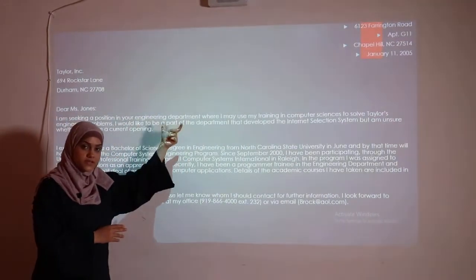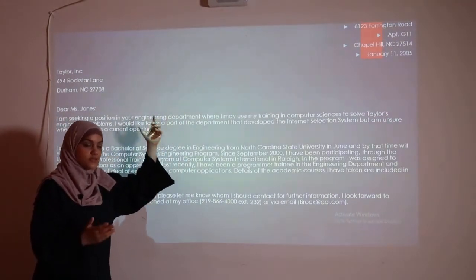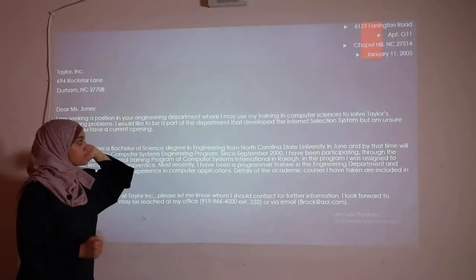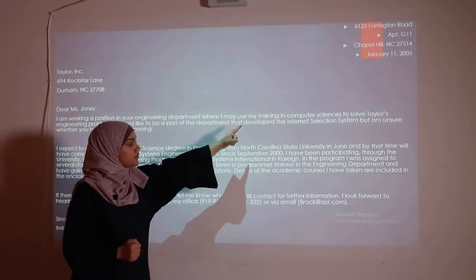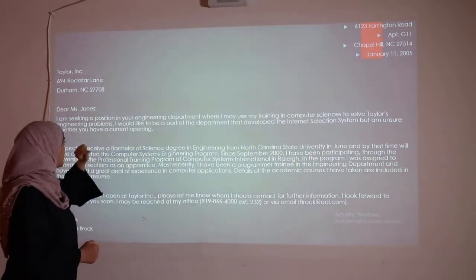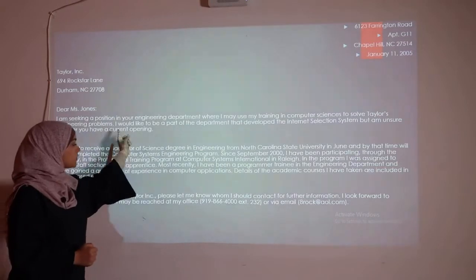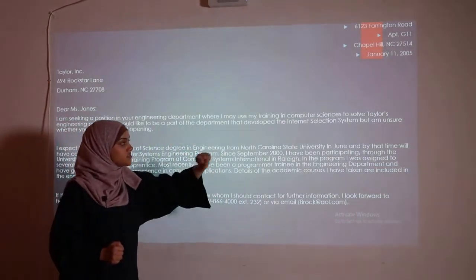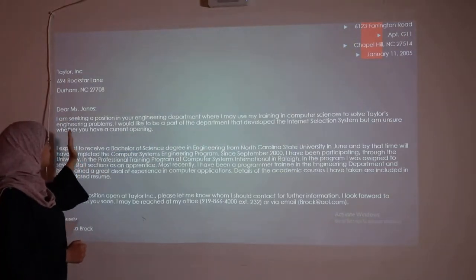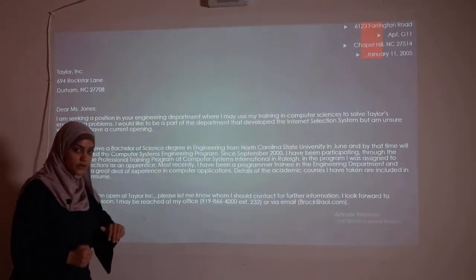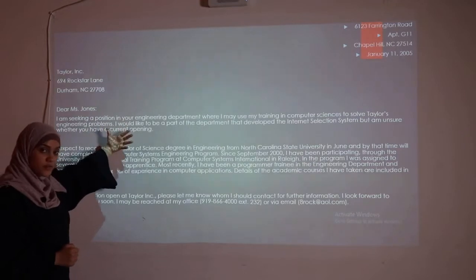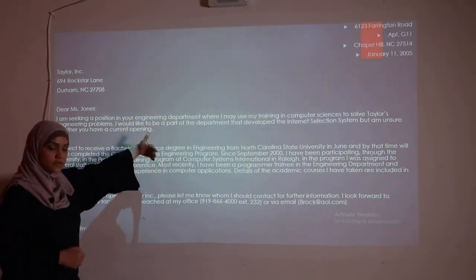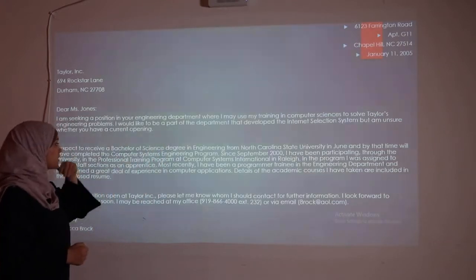So this is the main purpose of the letter. Here the person put his purpose in the first few words, okay? I may use my training in computer science to solve Taylor's engineering problems. I would like to be a part of the department that developed the internet selection system, but I am unsure whether you have a current opening, okay? So he stated the problem. He wants a job in this department, which is the engineering department, of course.